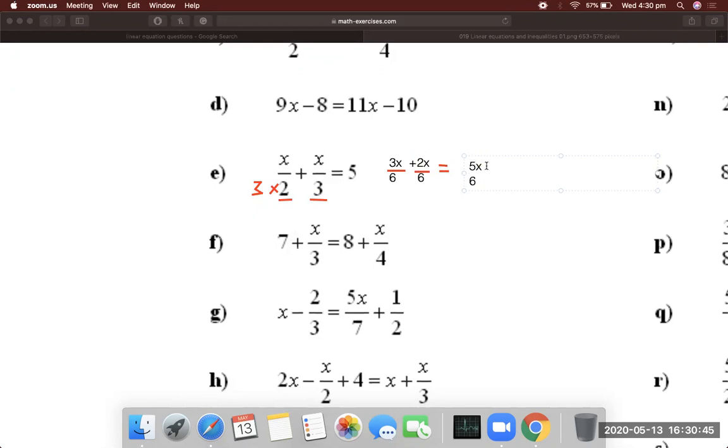Understand? So now your equation is 5x over 6 is equal to 5. Now, to get rid of the 6, because the 6 is a division sign here, you have to multiply it by 6. So when you have 6 multiplied by a division 6, what happens? They cancel each other out. Do you guys understand?